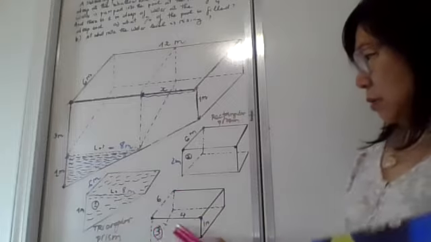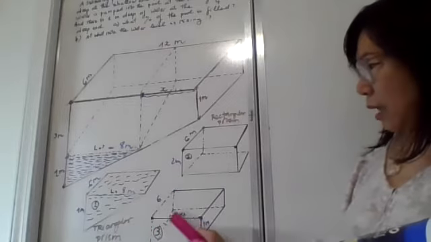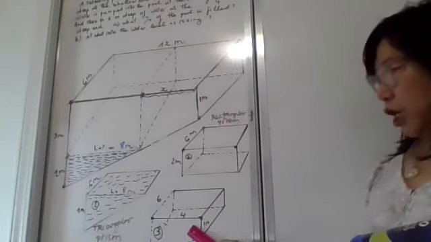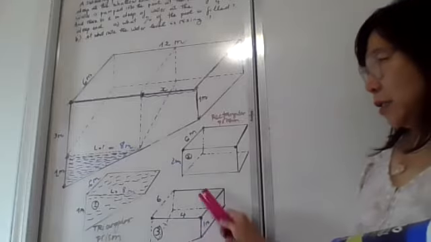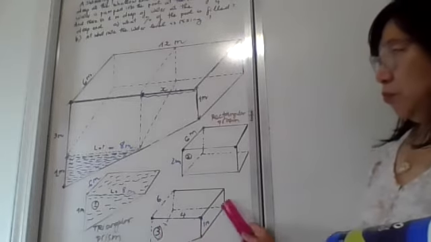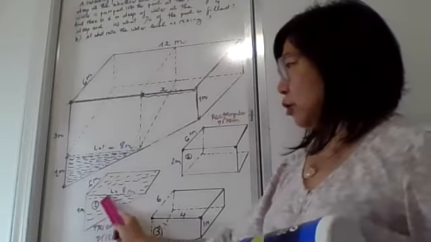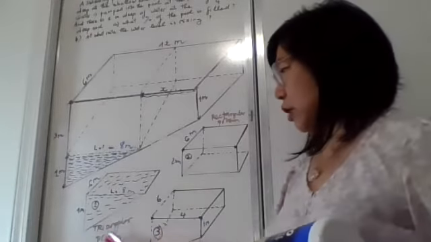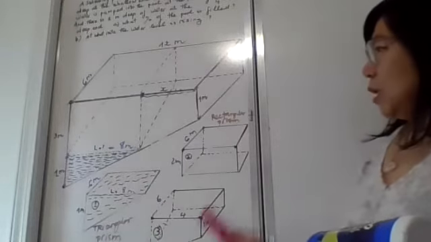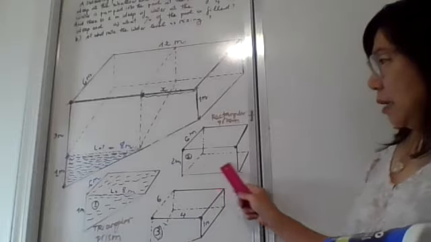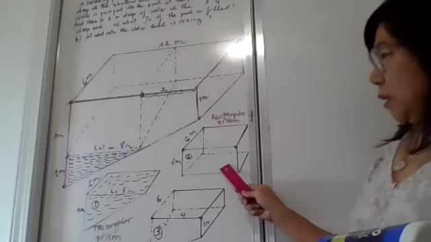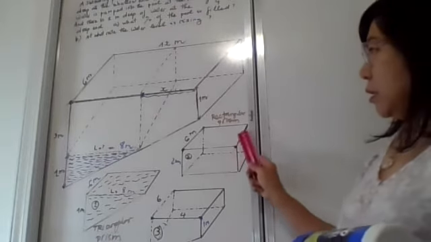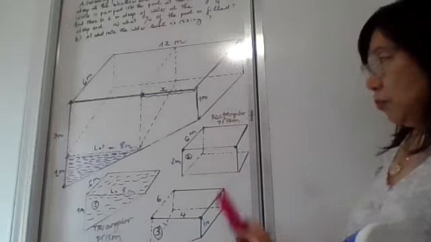This becomes the base. The base here has a trapezoid shape, and that's why it's a trapezoidal prism. The base here has a triangular shape, and that's why we call it a triangular prism. The base here has a rectangular shape, and that's why we call it a rectangular prism.